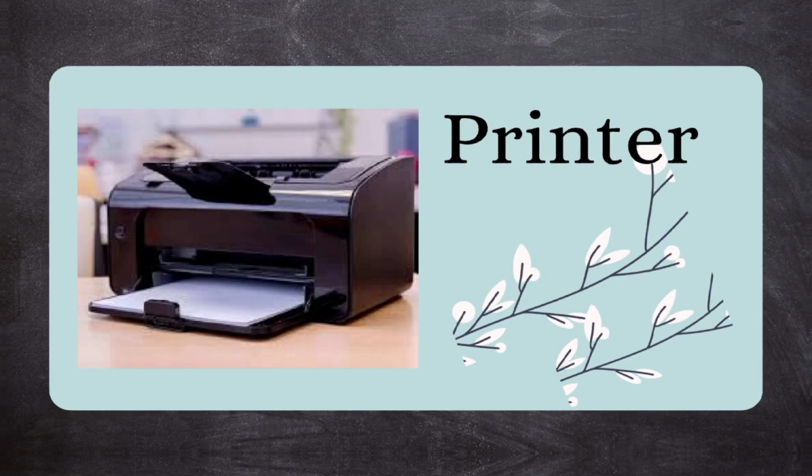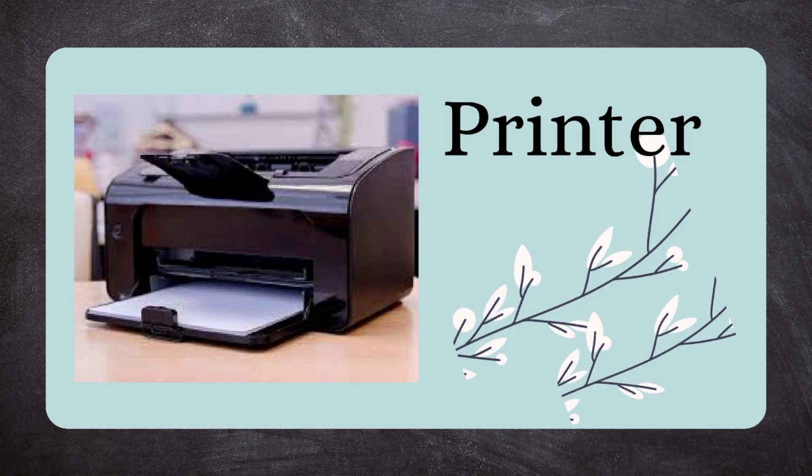Number 7 is printer. A printer is a peripheral device that produces physical copies of digital documents and images. Printers come in various types including inkjet, laser, and thermal printers, each suited for different printing needs. Inkjet printers are commonly used for high-quality photo printing, while laser printers are favored for fast, high-volume text printing.